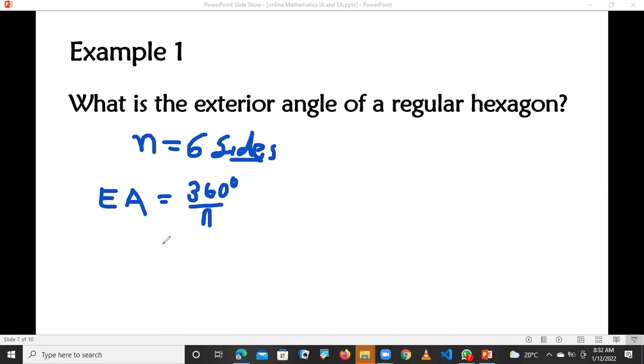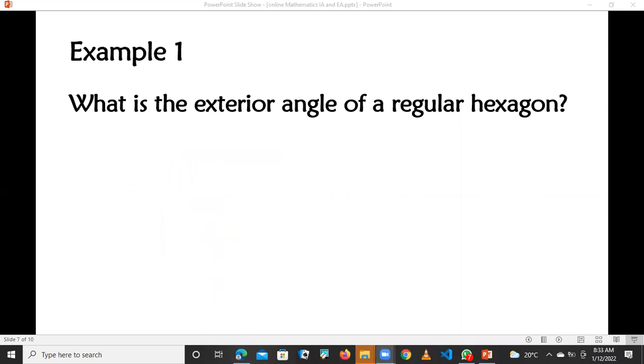So it's going to be 360 degrees over, in this case it will be 6. Now if you divide that one, you are going to get 60. So therefore the exterior angle in this case is 60 degrees. So even in the exam, if you are able to work it out like that, you can even score 100%.